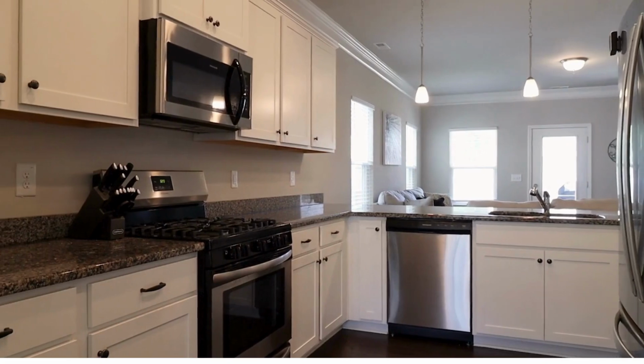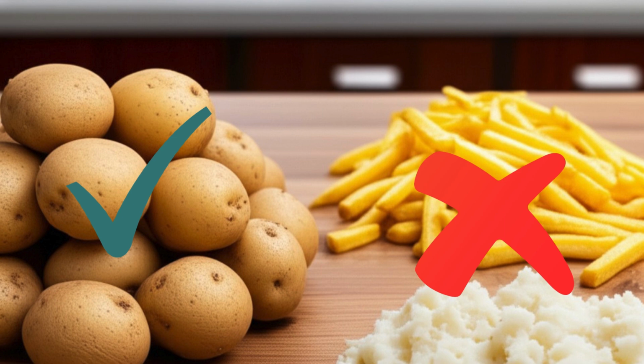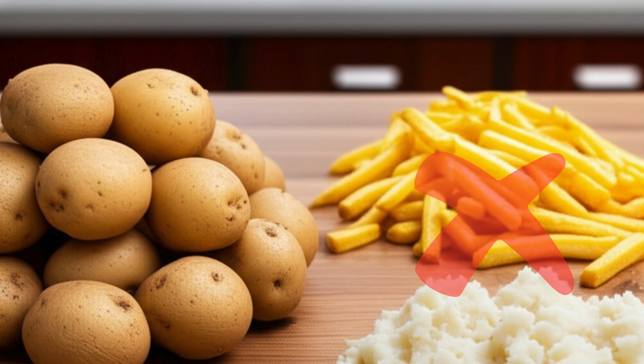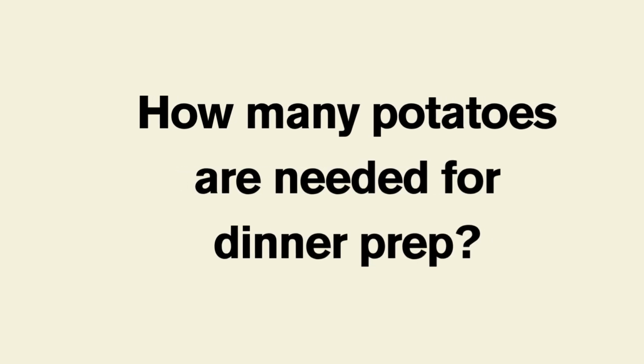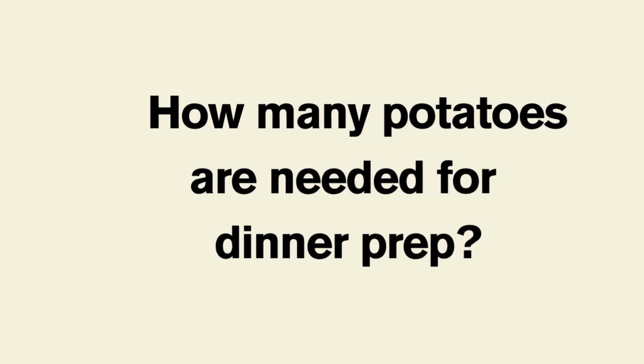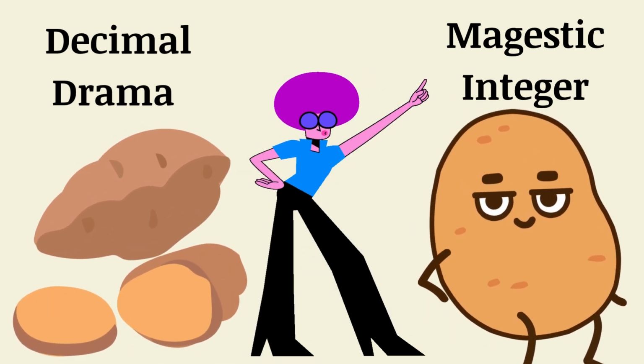Okay, so listen. You ever been in the kitchen staring at like 10 whole potatoes? Not mashed, not cut, just whole, solid, proud. That, my dear learners, is what we call a whole number in C#. So, in the world of C#, when we want to count whole things, like how many potatoes survived dinner prep, we use int. Yep, just int. Why? 'Cause decimals are drama, and int ain't got time for decimal drama.